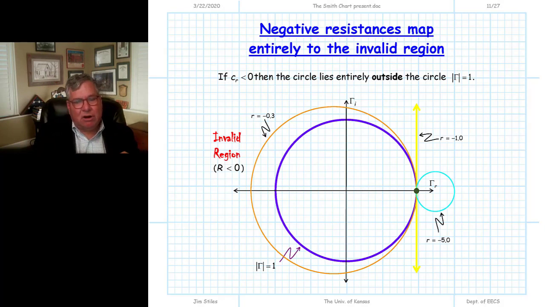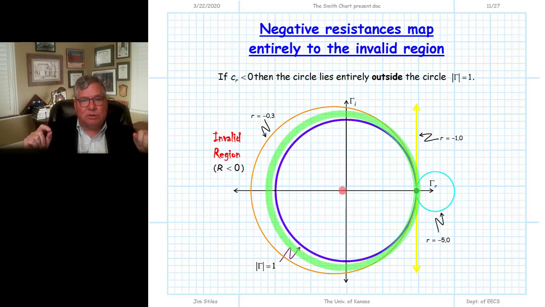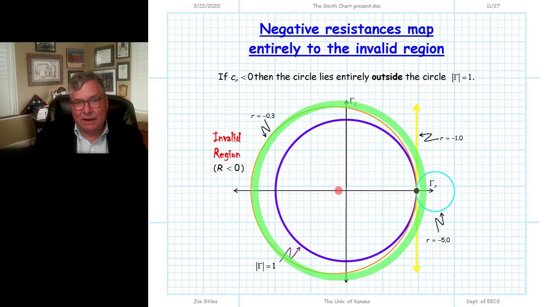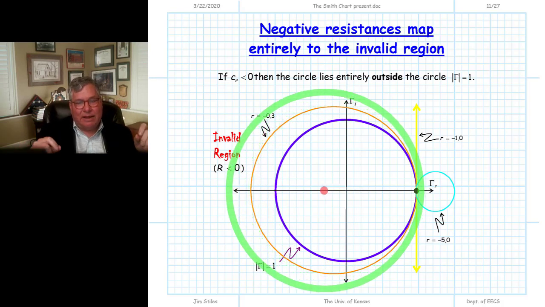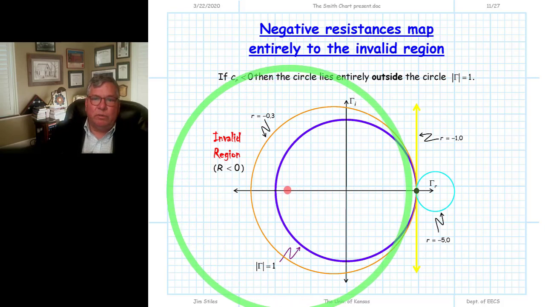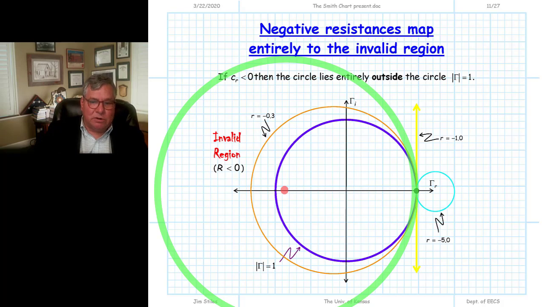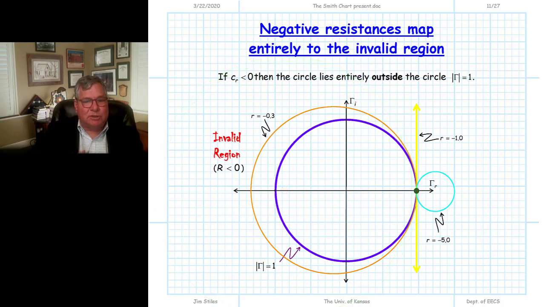As the value of CR becomes more negative, from minus 0.3 to minus 0.4 to minus 0.5, what we find is the size of that circle will increase. Of course, one of the points always has to go through the open circuit point. And so as the radius increases, the center of those circles will slide to the left. They will move away from the origin along the real axis as the value of CR approaches minus 1.